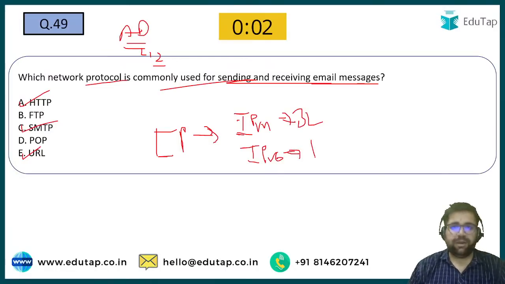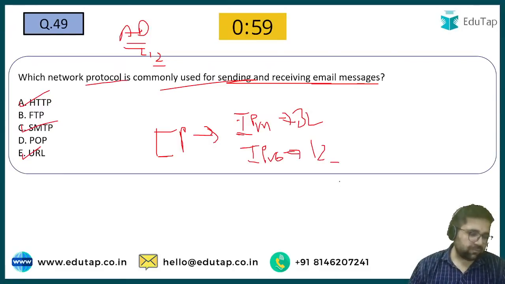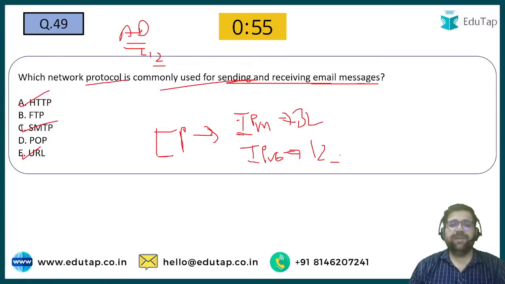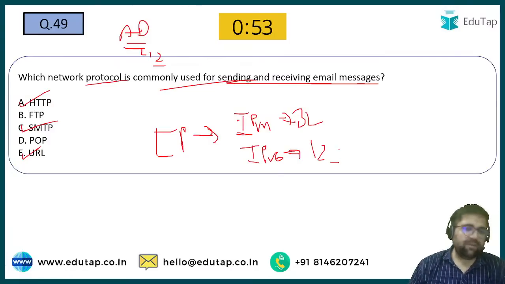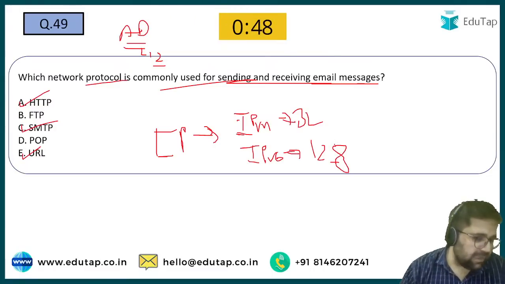IP version 6 is of 120... can you complete this number? How many bits are there under IP version 6? 128. Okay, so please remember this.